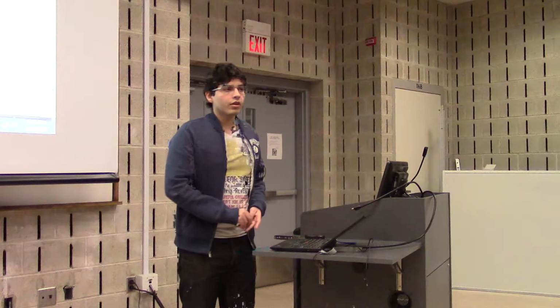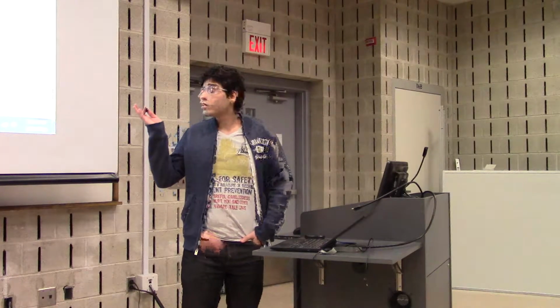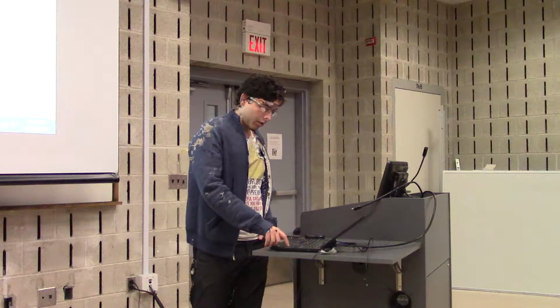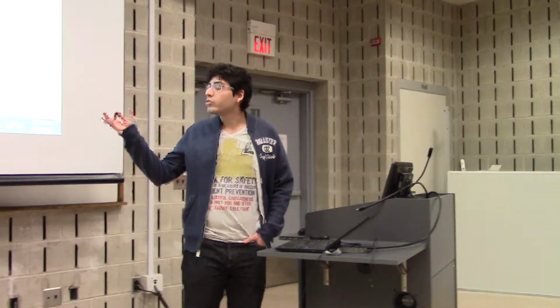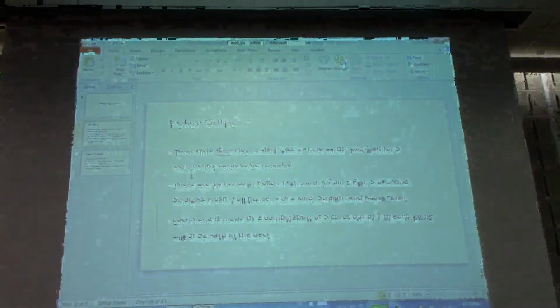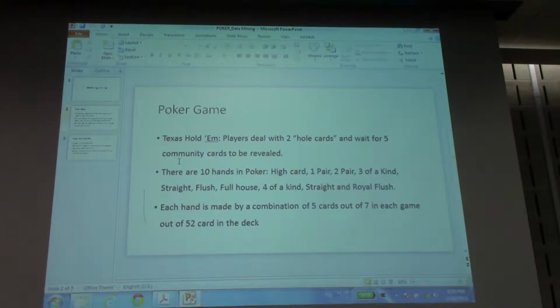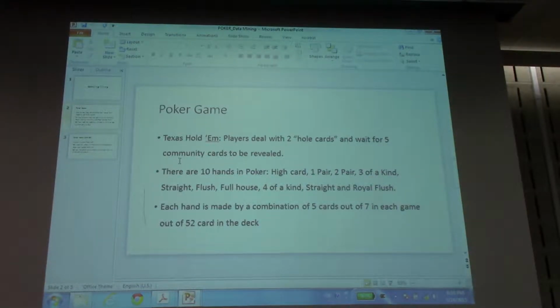Hello everyone. For my project I chose gambling mining, and to start I just chose a popular game like poker. The goal is to find association rules in the game to make the player win. So poker is a game played with 52 cards, and each combination is 5 cards out of 7 on the table. And there are 10 possible hands in poker.